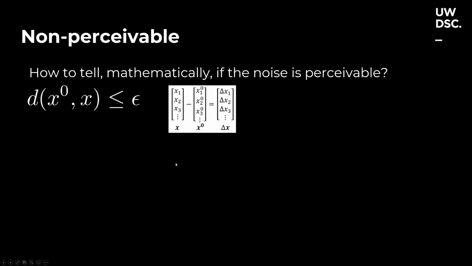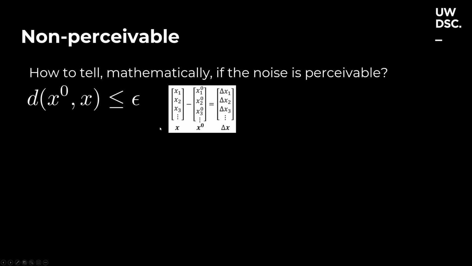That's basically non-perceivable. So how do we tell mathematically if the noise is perceivable? As I said previously, we want to constrain the distance between our input signal and the actual input image to be less than epsilon.